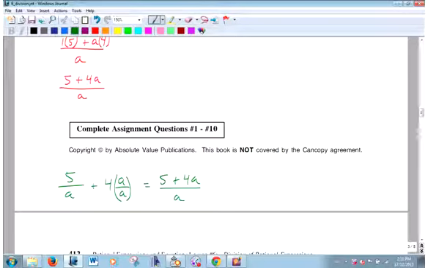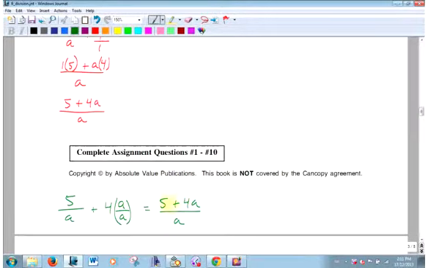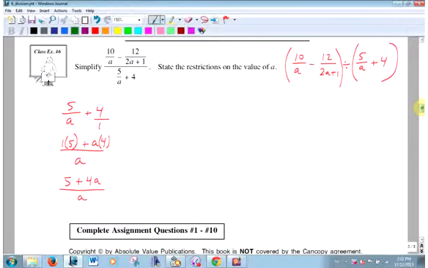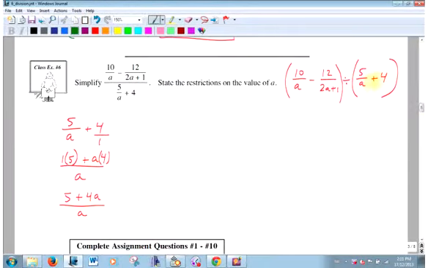So that's the way my brain sees it, but this is the way we kind of taught it. If that helps, use it. And if it's confusing, ignore it. Okay? We got 5 plus 4a over a. That's what this is. Now we can see how we're going to flip this, right? So I'm going to multiply that by a over 5 plus 4a.